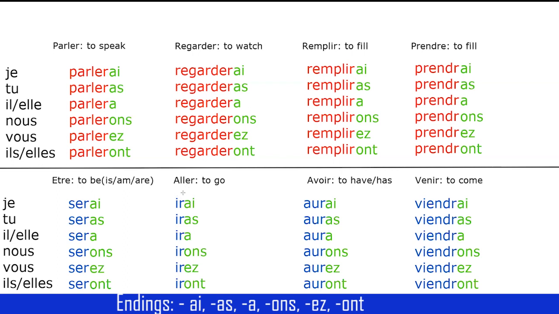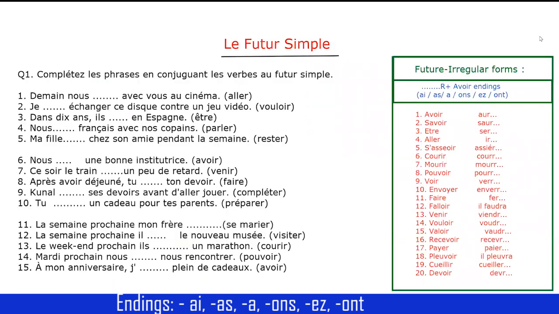Aller gets IR as a stem. For the entire conjugation, we wrote the same stem and then we added the endings. Avoir, AUR, and then we have added the endings. For venir, the stem will be VIENDR. Then the endings are added.